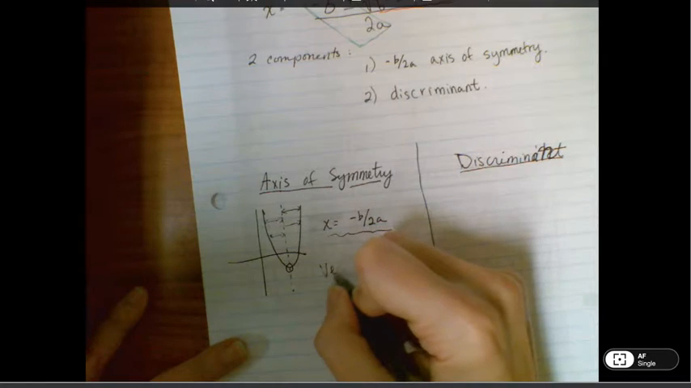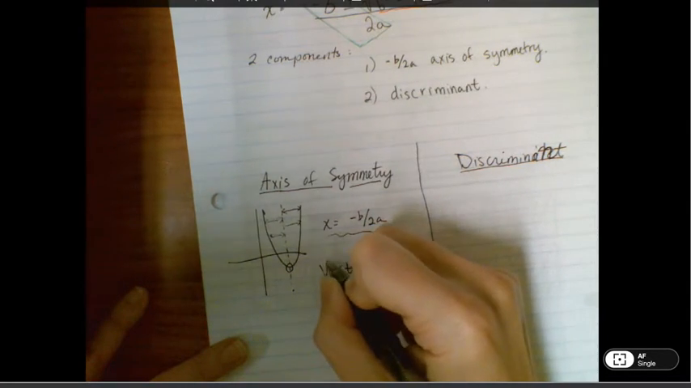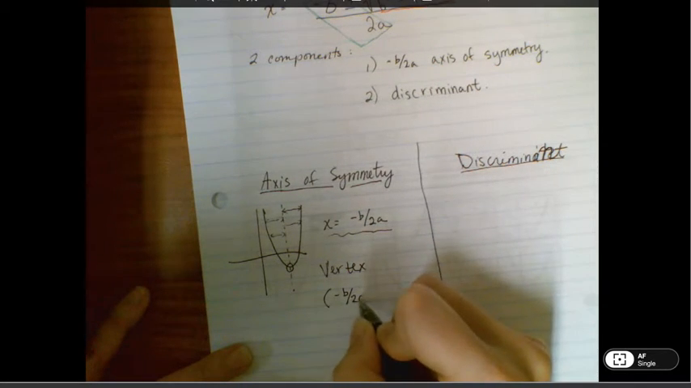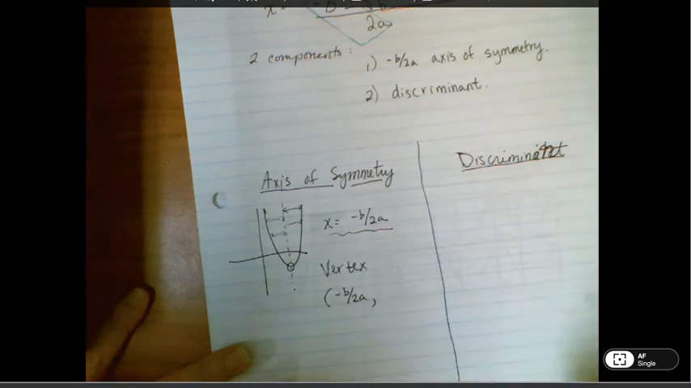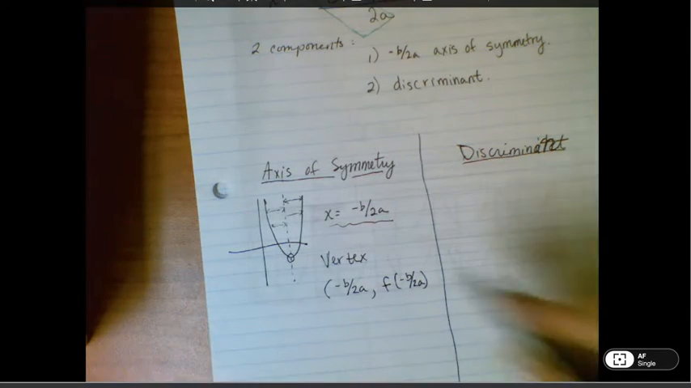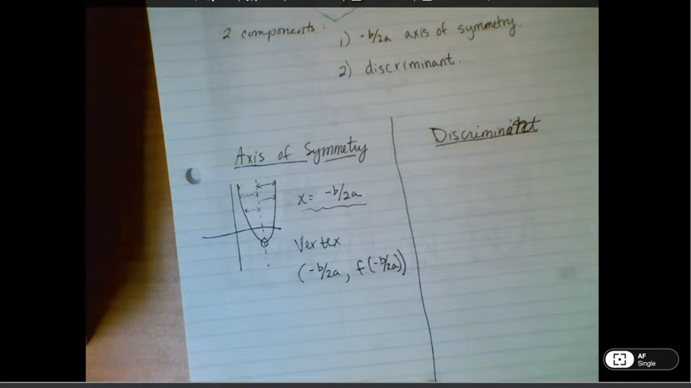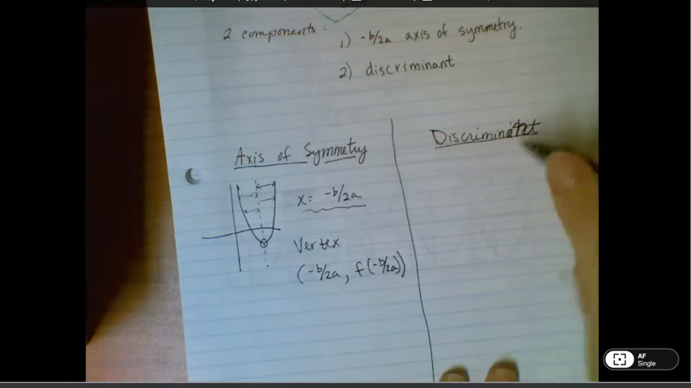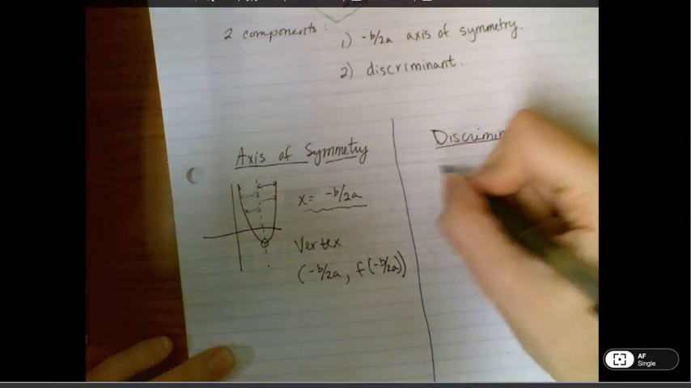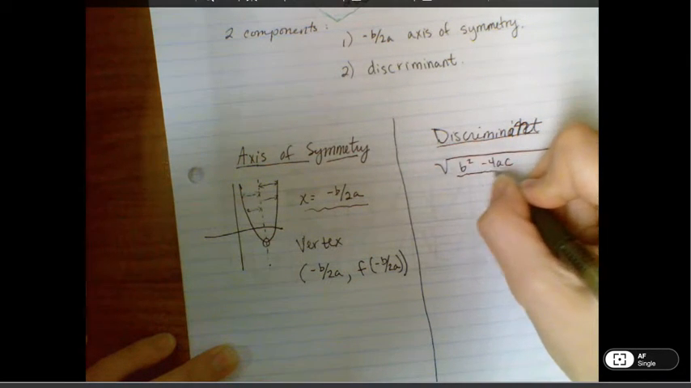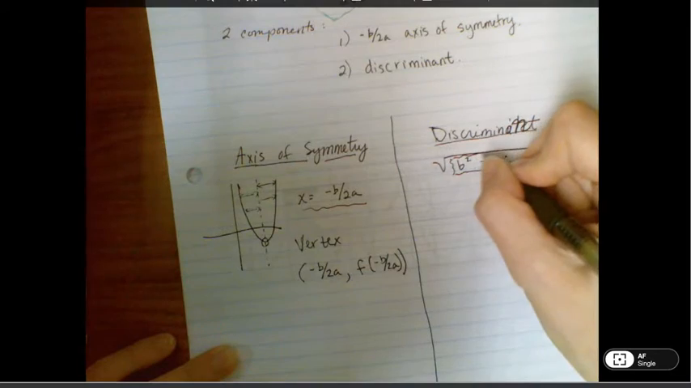So if I want a quick way to determine my vertex, I can say that my vertex x-value is just going to be negative b over 2a, and the y value of the vertex will just be the output, f of negative b over 2a. So that's a nice shortcut to find your vertex, but it's not necessarily the only way. The discriminant is the square root part, b squared minus 4ac, and really it's just the numbers.